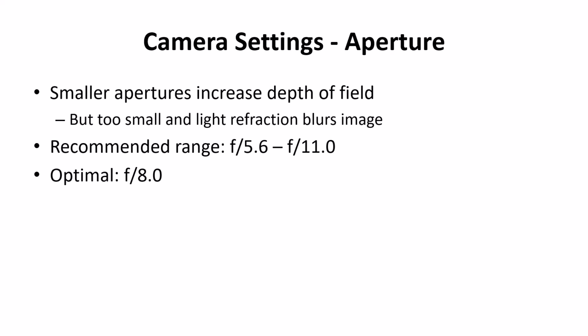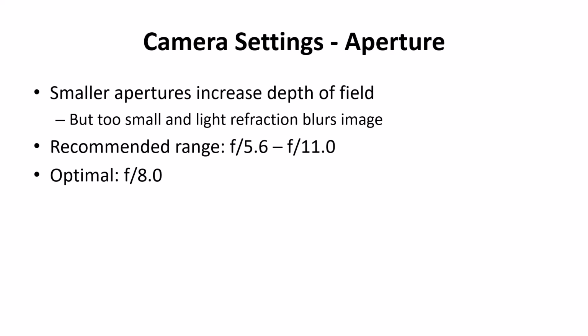Remember that as you reduce the aperture, that's the physical size of the lens opening that light can pass through. We get a bigger depth of field, and that might be important if you're doing photographs very close to objects.